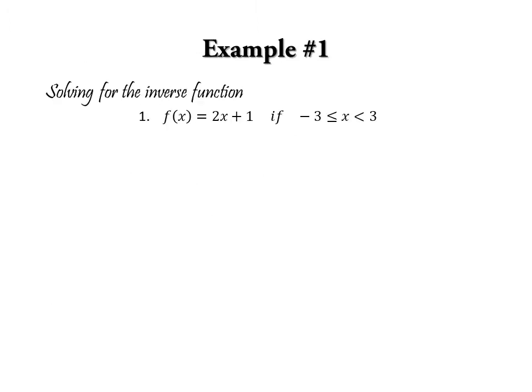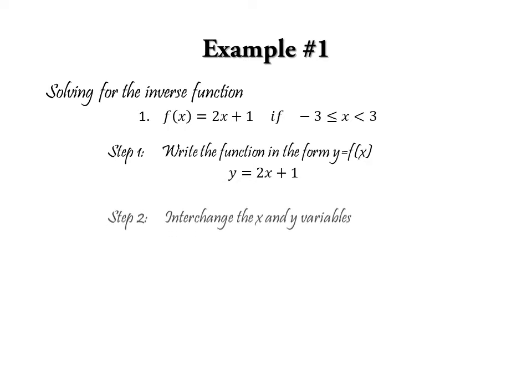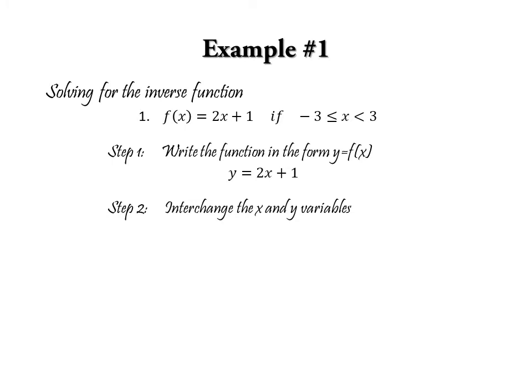Let's take a look at example number 1. We are given the function of 2x plus 1. Again, if x is greater than or equal to minus 3 but less than 3. First step, we're going to write the function in the form y is equal to function of x. So it becomes y is equal to 2x plus 1. Step 2, we're going to interchange the x and the y variables. x is equal to 2y plus 1, where x becomes y and the y becomes x.